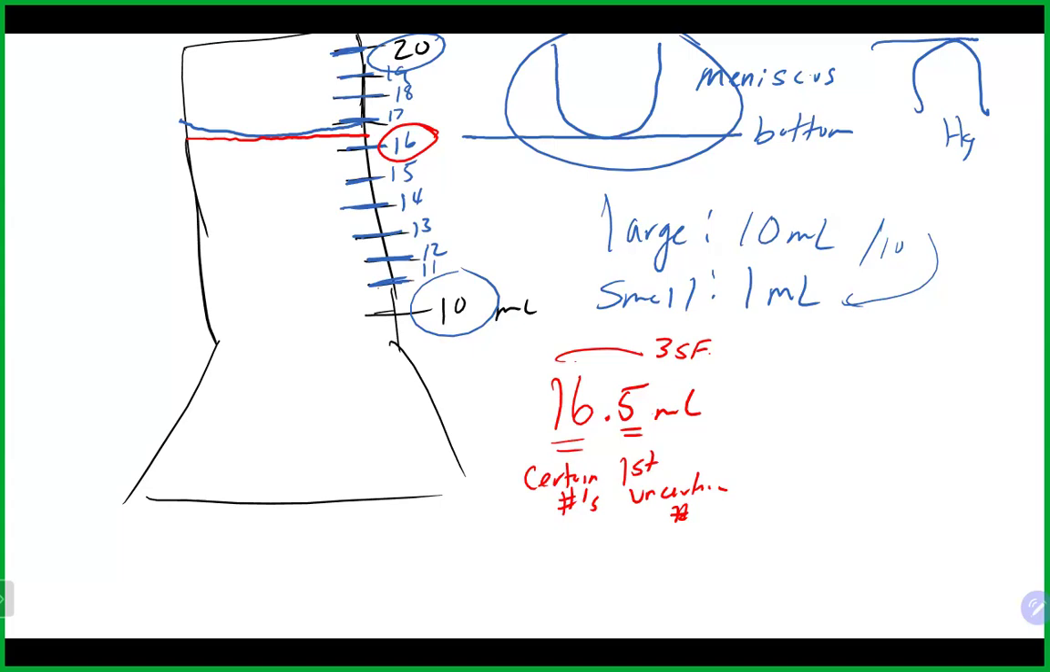As we see here, we want to always record what the certain numbers are. Those are always going to be the numbers that there should be no debate about. Everybody that looks at it should agree that it is at least that. The uncertainty comes with the first uncertain number, and that's where the estimation comes into play, where you have to make your guess of where it is.